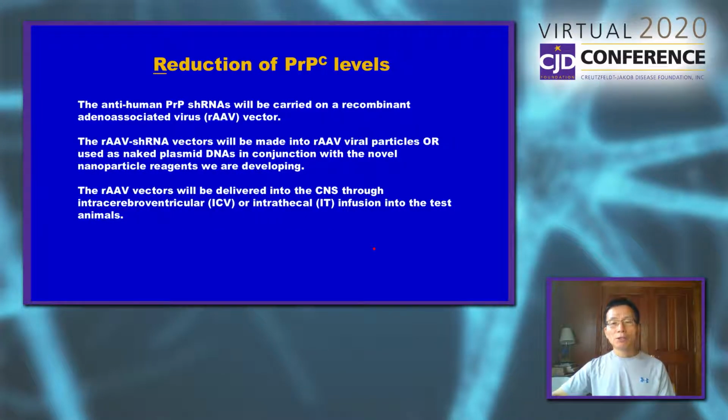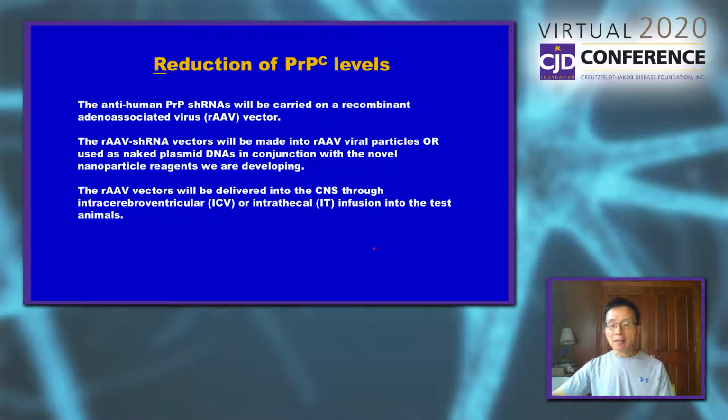So in terms of reducing the PrPC level, we'll use several anti-human PrP siRNA constructs that we carried on the recombinant AAV vector. And the recombinant AAV siRNA vector will be either made into viral particles, which is the traditional way to do it, or we can directly use the naked plasmid DNA carrying this siRNA, in conjunction with our novel nanoparticle reagents to deliver them efficiently into the brain or spinal cord.